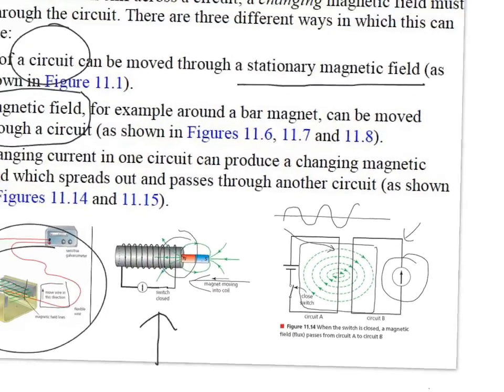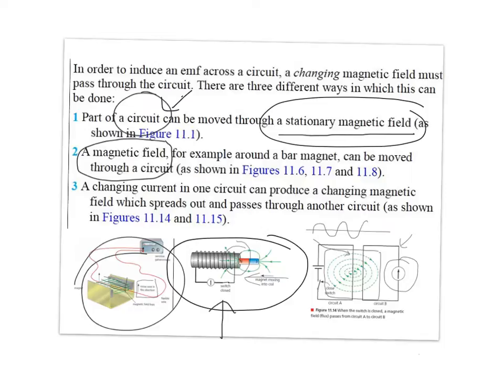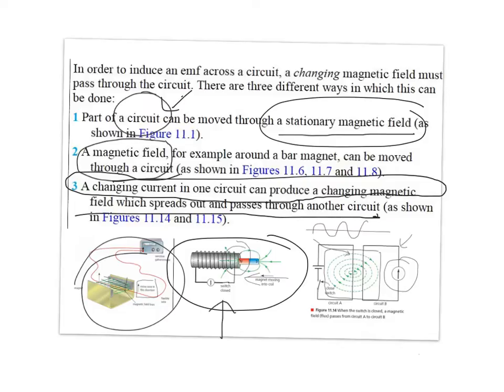Okay, so let's just sum that up. There are three ways. The first way is for a wire, a circuit, to be moved through a stationary magnetic field. Two, the magnetic field to be moved into a circuit. Or number three, a changing current in one circuit produces a changing magnetic field which spreads out and passes through another circuit, causing a current to be produced in the second circuit.